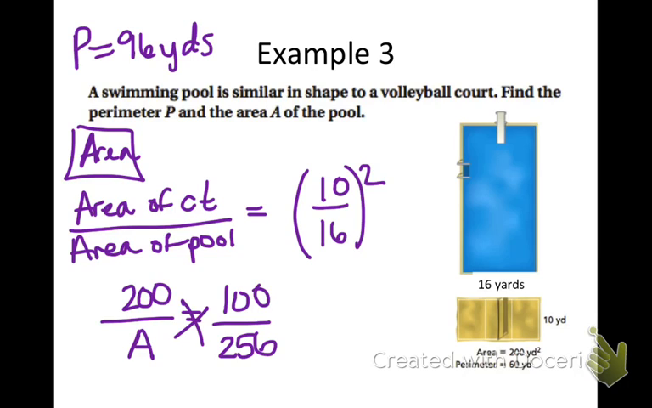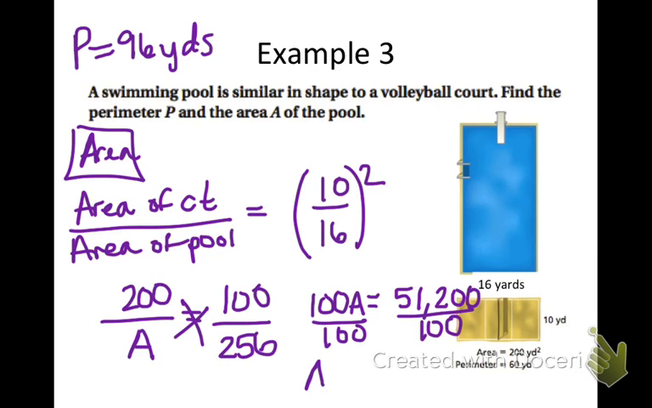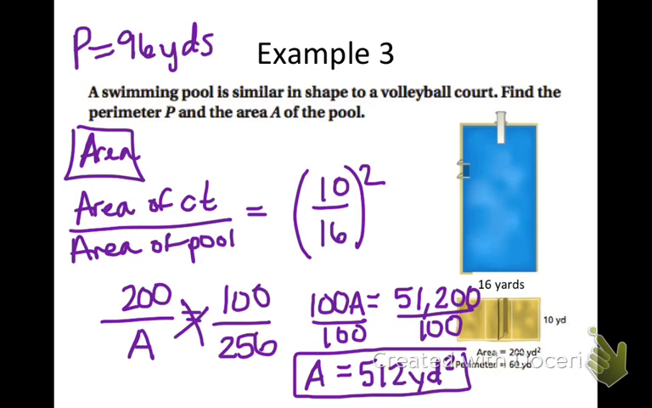So through cross multiplication, 100A is equal to 200 times 256, which is 51,200, and we'll divide both sides by 100. So we'll get the area of the pool to be 512 yards squared. Note that the unit length is squared in this one too. So the perimeter was 96 yards, and the area is 512 yards squared.